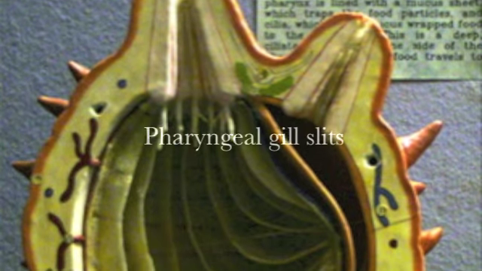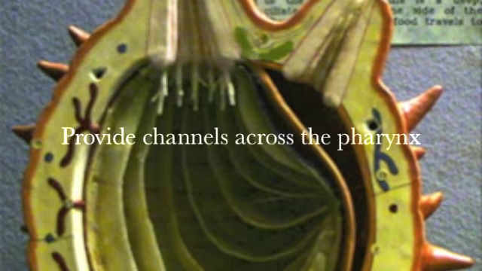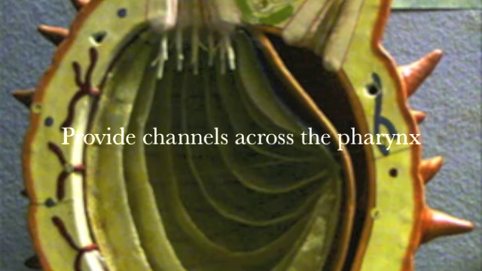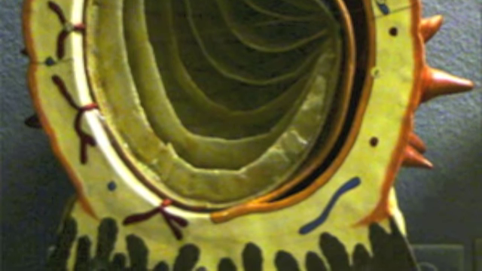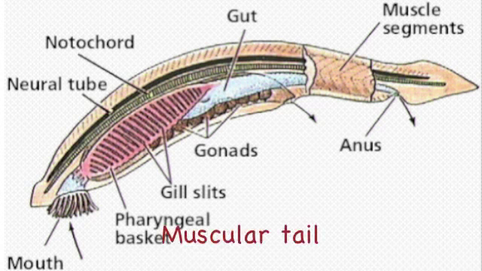Pharyngeal gill slits provide channels across the pharynx, a muscular structure at the beginning of the digestive tract, to the outside of the body. In some chordates, the slits become gills for oxygen exchange or filter feeding, while in others, the slits disappear during embryonic development.